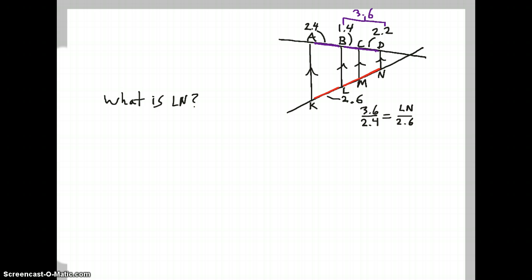And then we are going to cross multiply. Put parentheses around that length, equal to 3.6 times 2.6, and use your handy dandy calculator to get that. Okay, and you get 9 36/100ths.